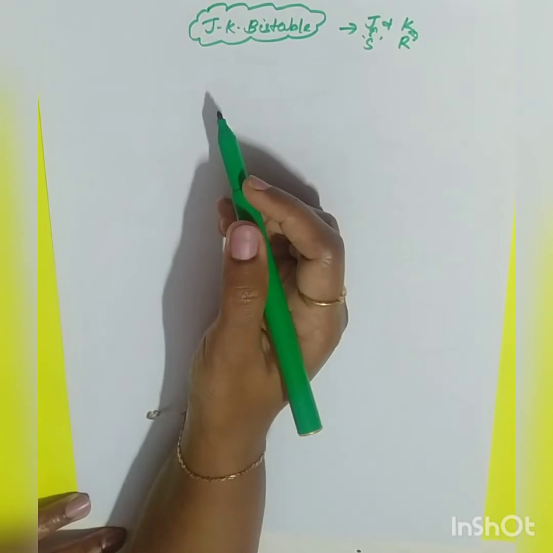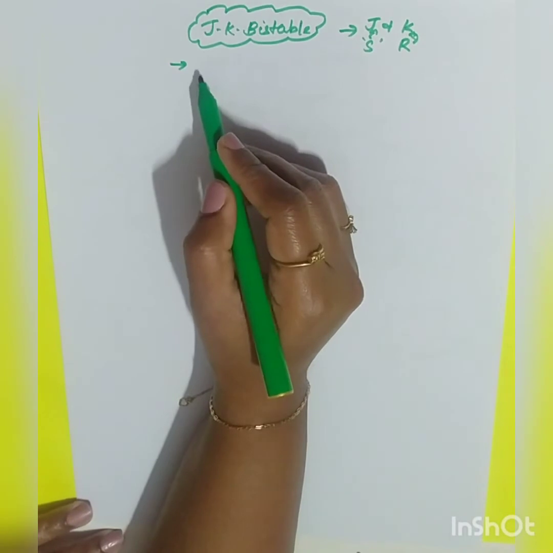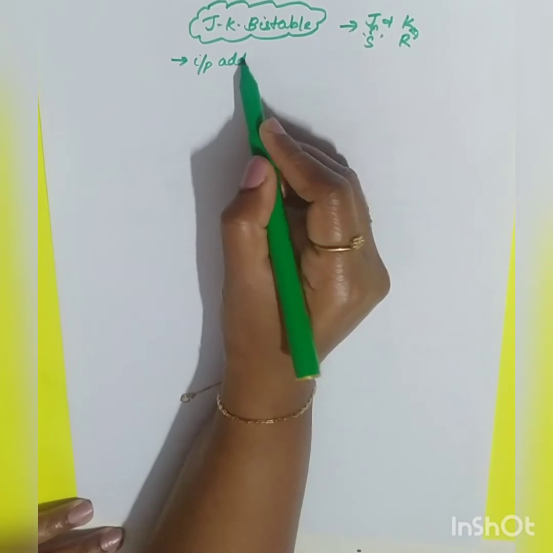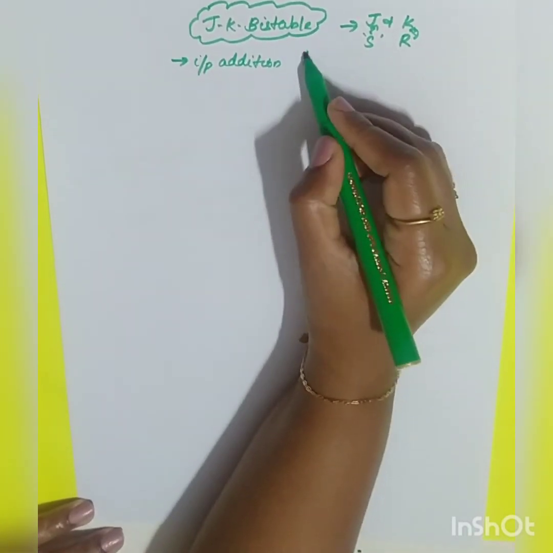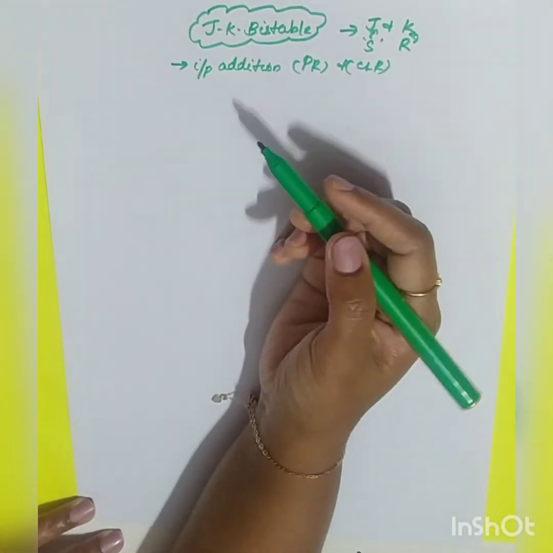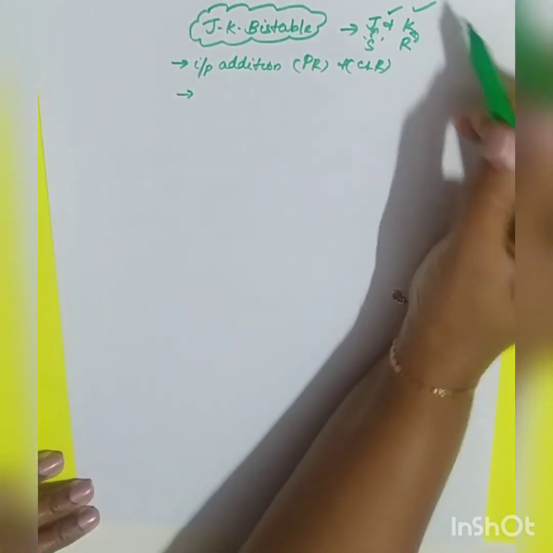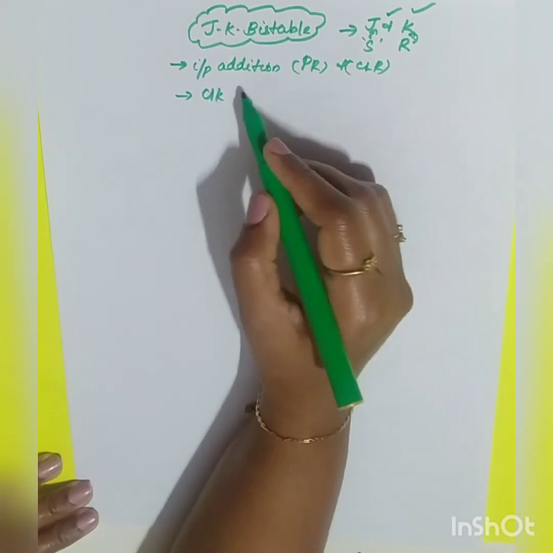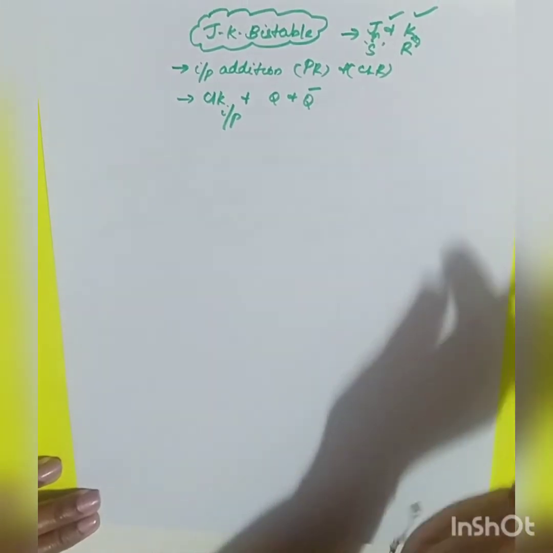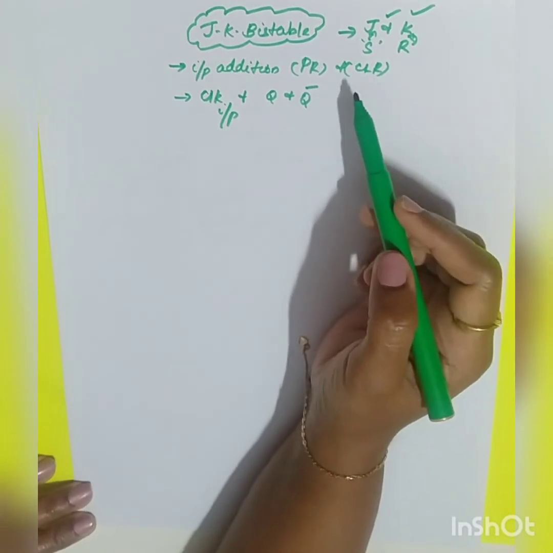Now, just similar to the D flip-flop, it consists of two additional inputs. What are the additional inputs? One is your preset and the other one is your clear. PR and clear, preset and clear signal. Then you will have your J and K as your inputs. You will have your clock as another input, and the outputs will be Q and Q bar. So this is going to be your input and output parameters.